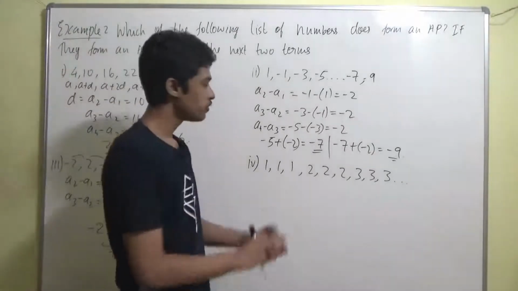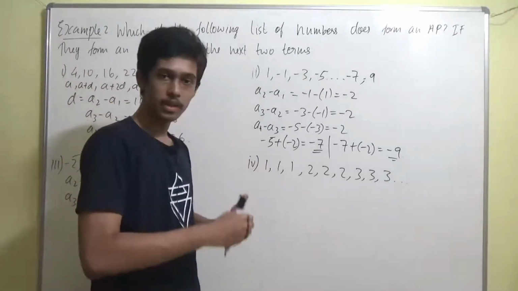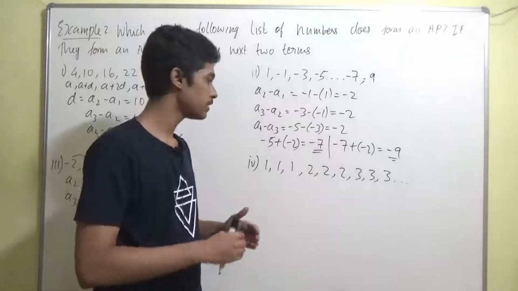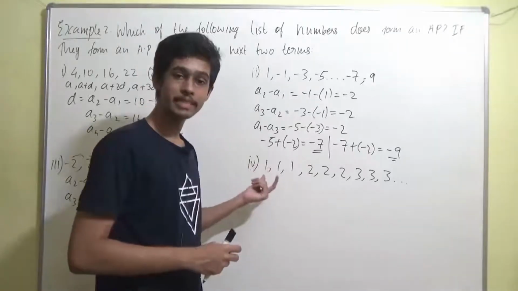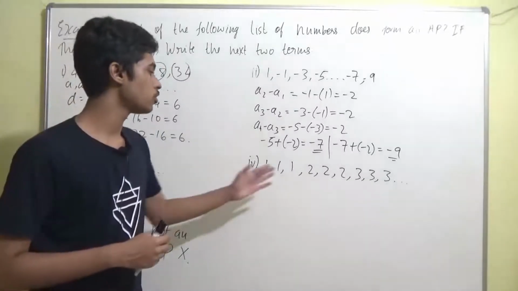Now let's go to the fourth sub question. In the fourth sub question, again it seems like a pattern. It's like 1 1 1, 2 2 2, 3 3 3, 4 4 4, right? Each integer is repeating 3 times, and then the next integer repeats another 3 times, and it goes on.